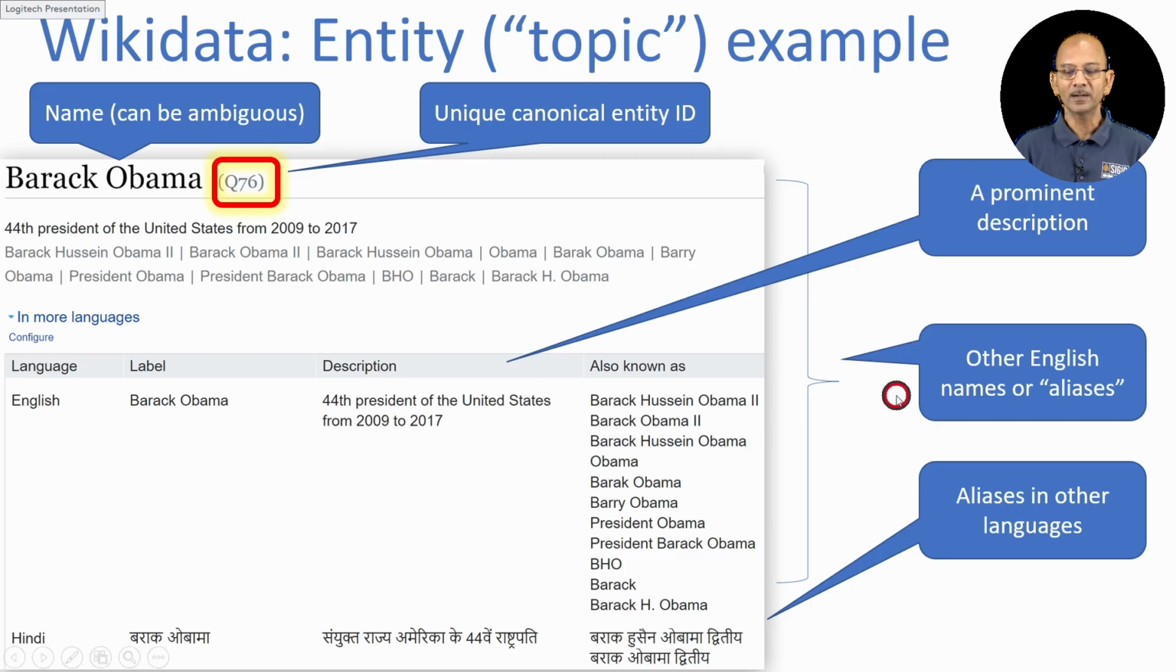Then there would be other English names, or what are called aliases: Barack Hussein Obama II or second, just Obama, Barry Obama, BHO, etc. But Wikidata is also a multilingual knowledge graph. It will have other aliases of the same entity in a multitude of languages of the world. So this covers entities. So this is an example entity in Wikidata.